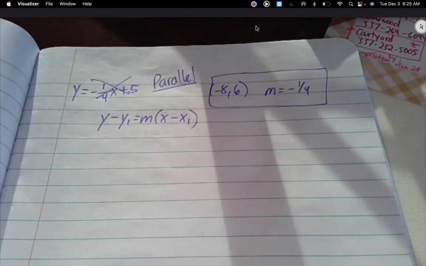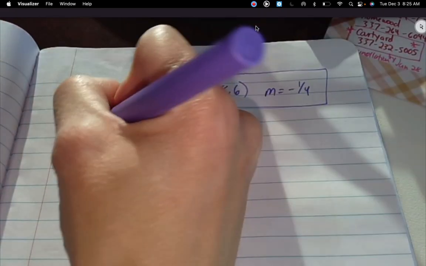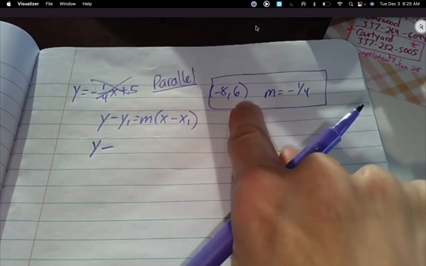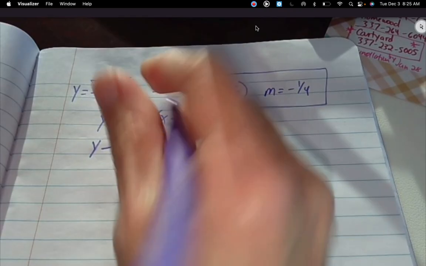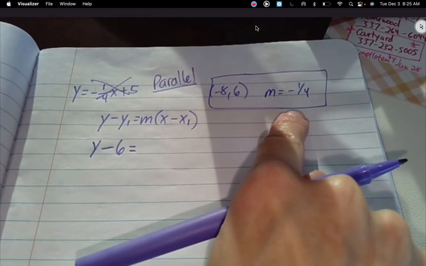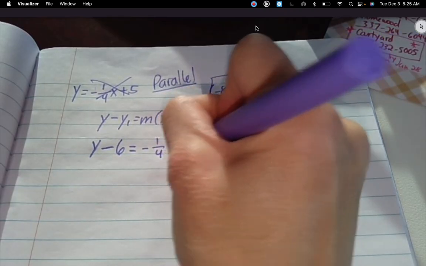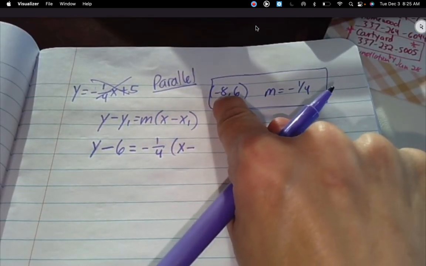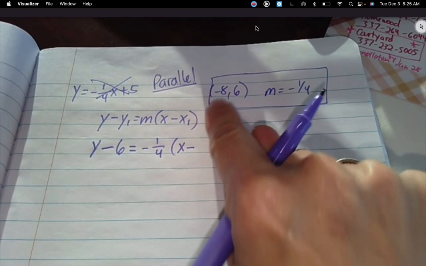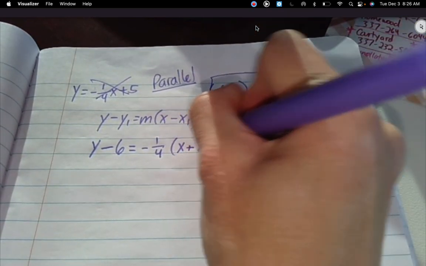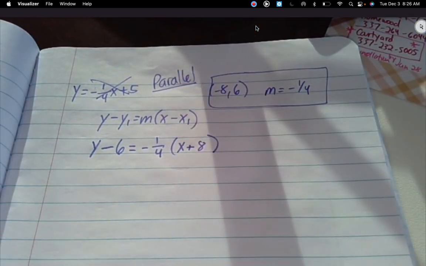I think we're ready. All right, so if I plug this in, y minus the y value, which is 6. We said since they're parallel, I'm doing the same slope, -1/4. And then x minus -8. What happens to a minus a negative? Yep, it becomes +8. So I told you wrong on that one. I said -1/4 times -8, but it's actually times +8. Sorry, Riley. Anyway, let's keep going.